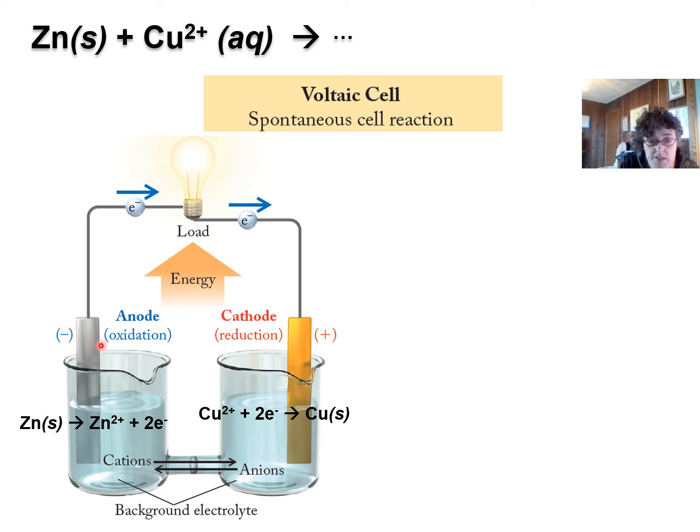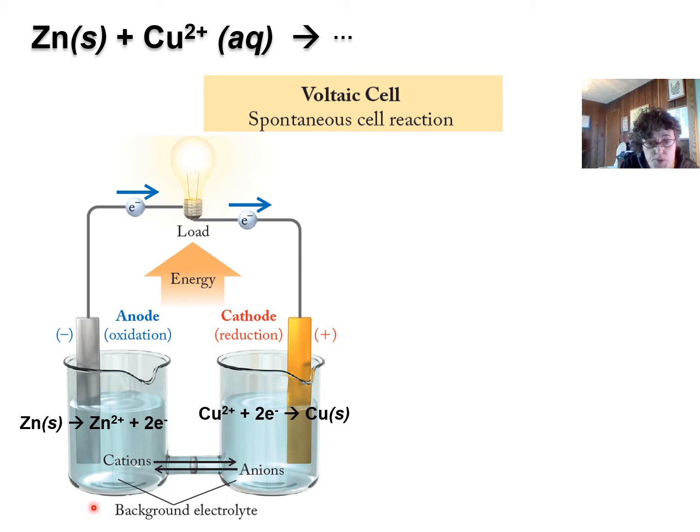Because these two electrodes are part of the reaction, like the zinc bar is in fact a reagent and the copper bar is in fact a product, we call them active electrodes, and they change mass. One is getting slimmer, one is getting chubbier.